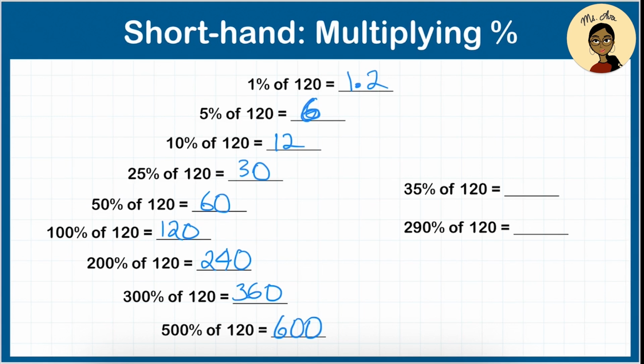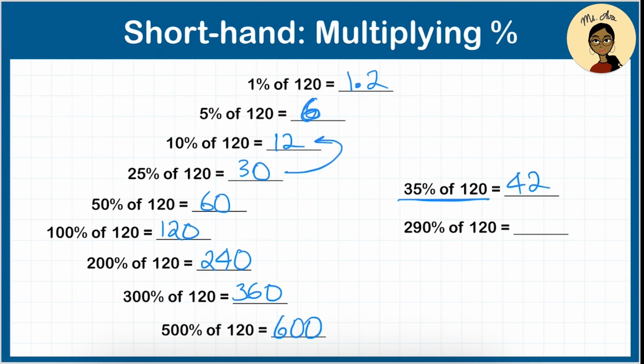And since I know how to calculate these really quickly in my mind, what I would do for 35% of 120, let's say, is 25% of 120 plus 10% of 120. So that means we're adding these two, the 30 plus 12. What is that going to give you? That is going to be 42.